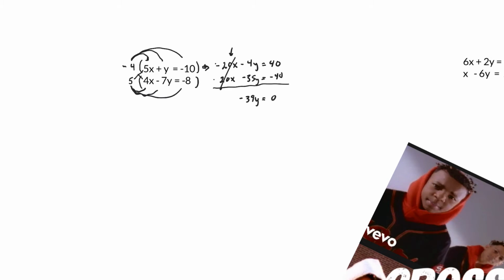And again, a lot of you, as soon as you get 0, you think you did something wrong. It's all good. Let's do our thing. Divide by negative 39, and we get y equals 0, which is okay. It actually makes it easy.